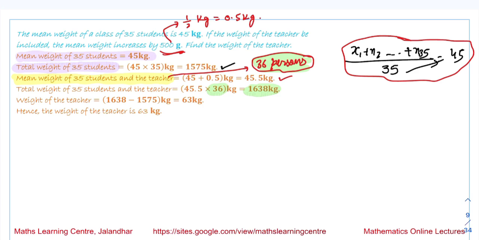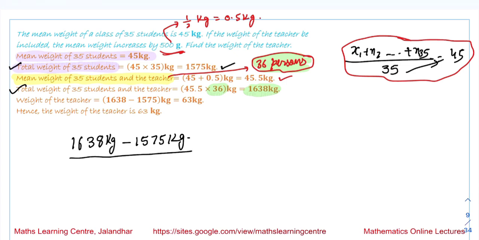Now the weight of the teacher we have to calculate. The weight of 35 students is 1575 kg. The weight of students and teacher is 1638 kg. So their difference will give us the weight of the teacher. The weight of the teacher will be the difference of these two values, so it is equal to 63 kg.